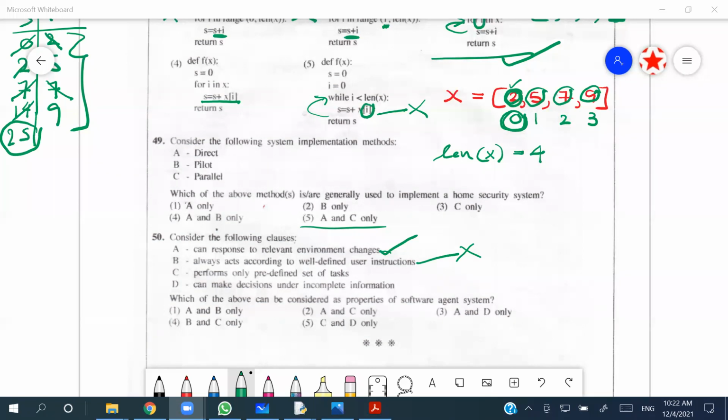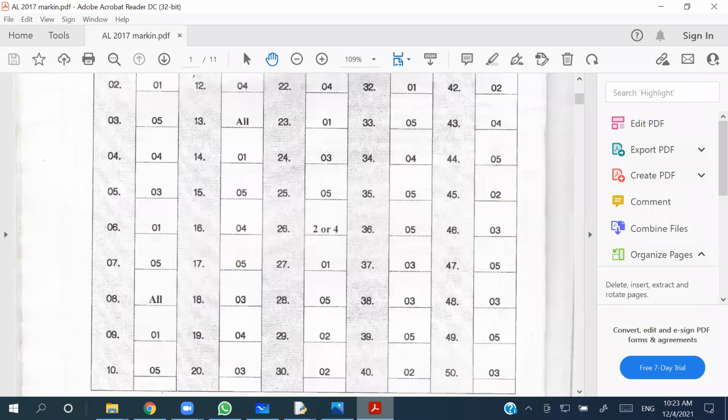But we can set the particular target or the particular goal, like a final achievement, such as to score a goal. How to do it, we can't predefine. Right? So because of that, we can take this as an incorrect one. Can make decisions under incomplete information. Yes. Now that's going to be a correct one. So A and D, the third one, is going to be the answer. Is it the third one? Yeah, it's the third one.